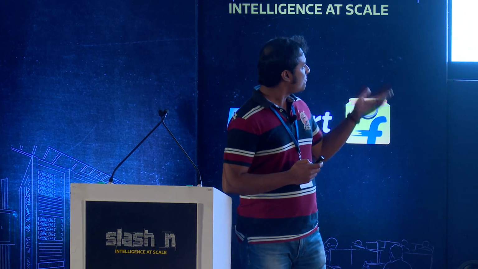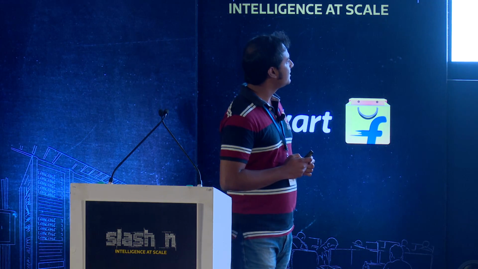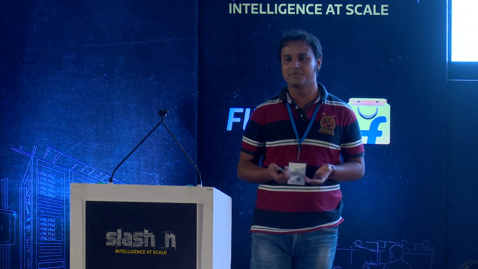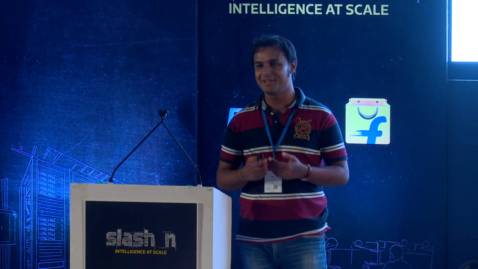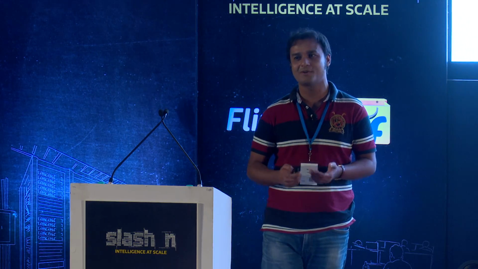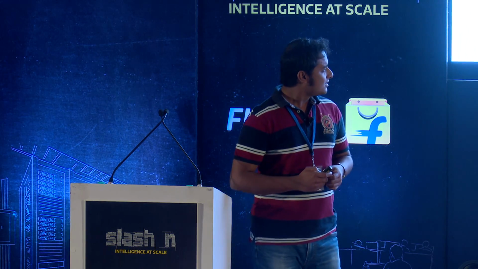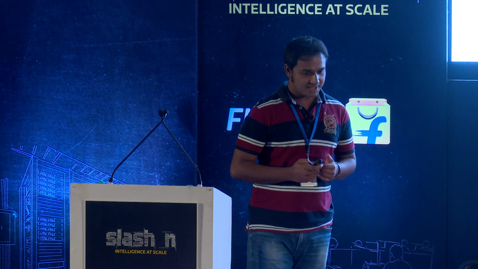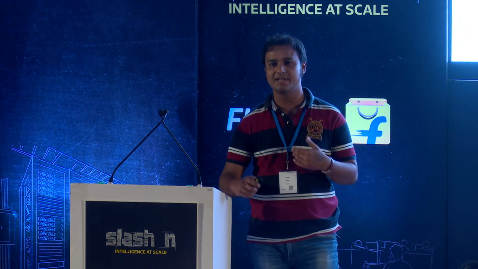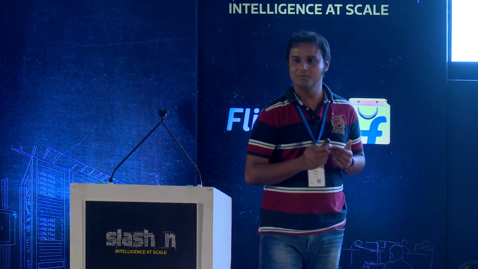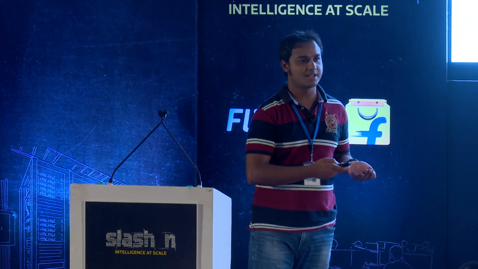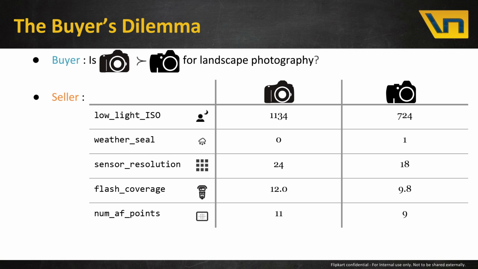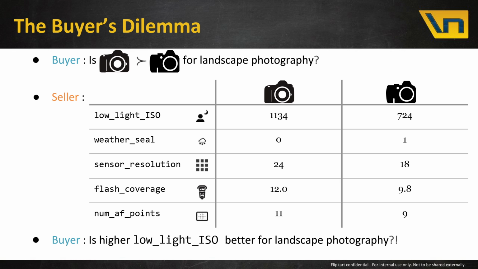Almost every other point that I'm showing you here, like number of autofocus points, 11 versus 9, it's pretty hard for you to know whether you need 11 to do great landscape photography or 9 is good enough for you. So we perceive there is a gap in the information need that the buyer has. All he needs to know is, between camera A and camera B, which one is more suitable for the aspect he cares about. Whereas what we show him is a bunch of aspects which he probably doesn't know how they relate to what he had in mind.